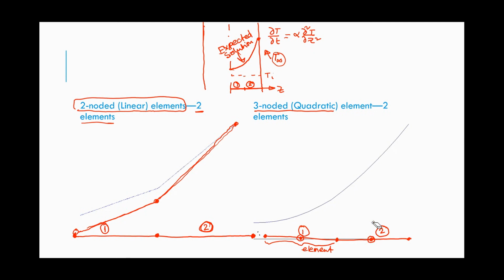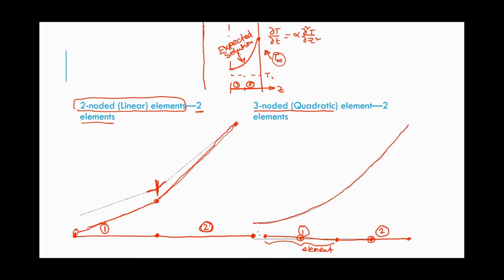And so because of that, the solution is smoother, and it is most likely closer to the true solution. Why? There's one physical reason I can give: there's no reason for the slope here to suddenly change.